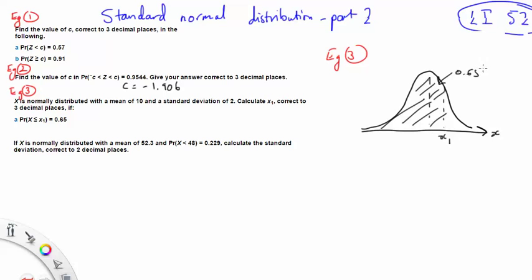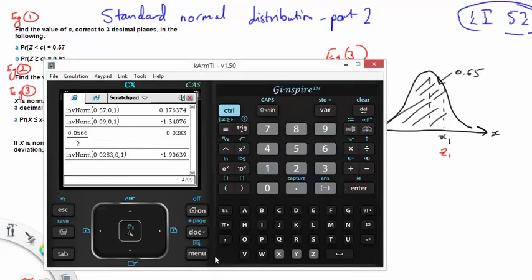Now what am I finding? I'm wanting to find x1. So you can see what's happening here. Well, I can't find x1 straight away, but I can find z1. I can find z1 using our standard normal distribution. Then we're going to have to convert it to x1. Let's do that. Let's use our CAS.